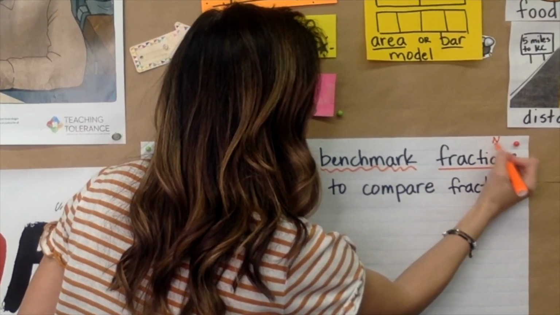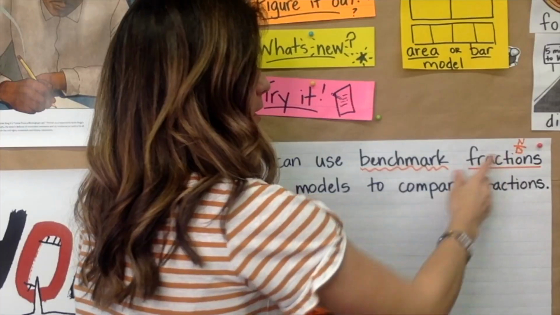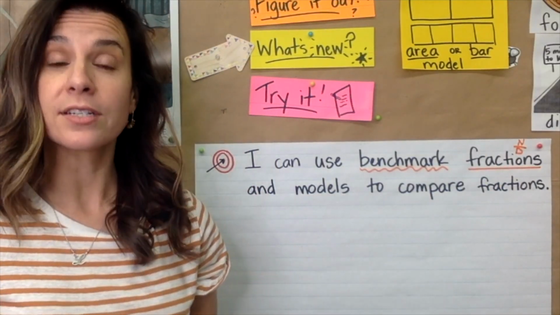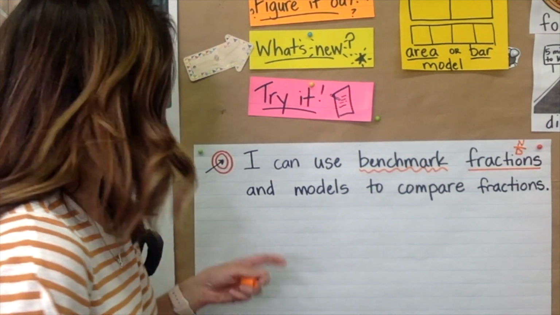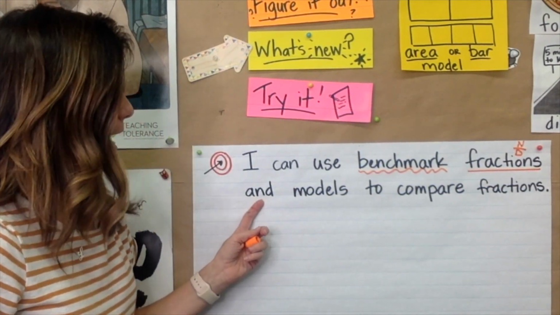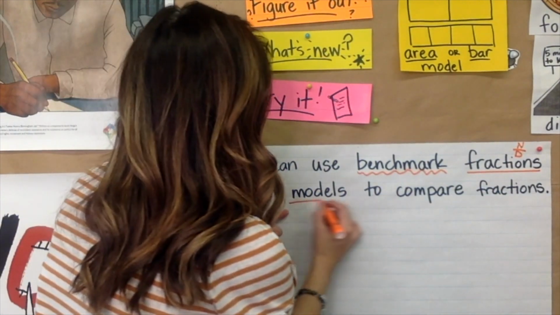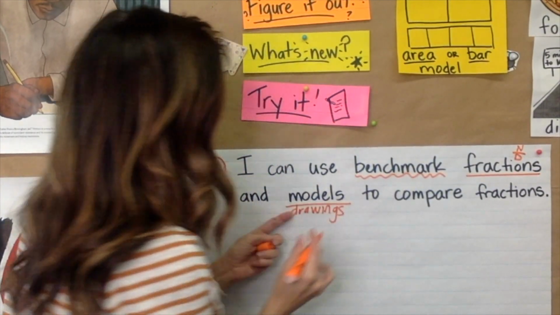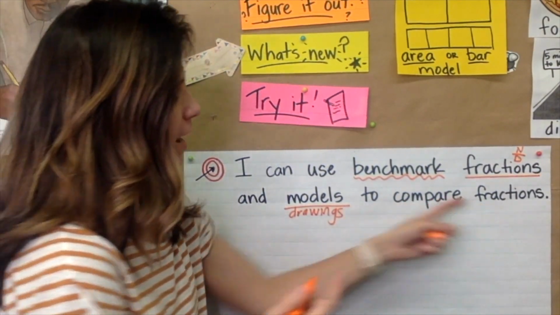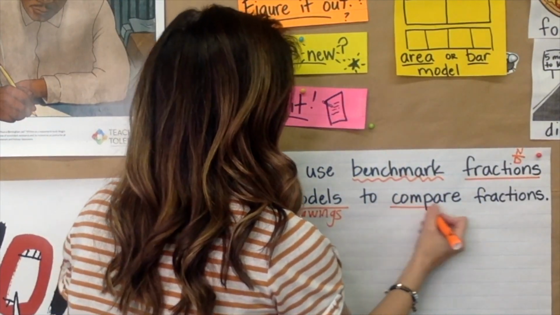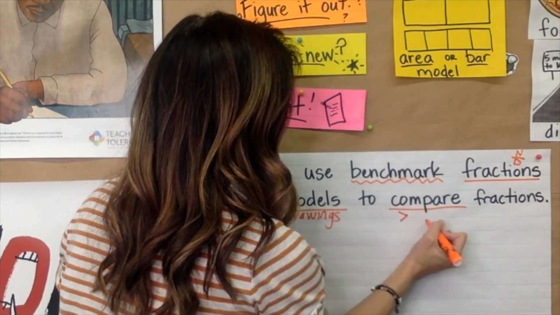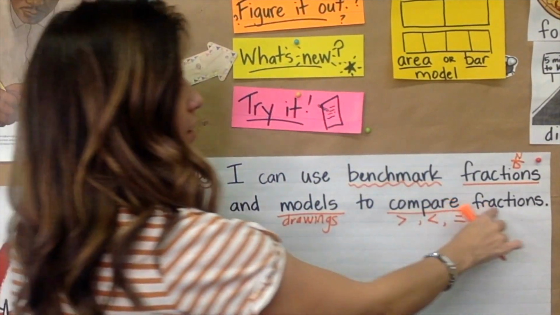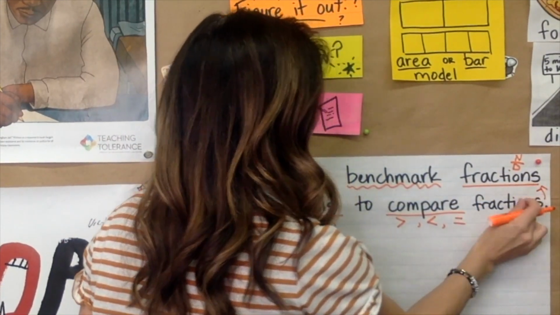Fractions. I know what fractions are. Fractions are a numerator over a denominator. The denominator tells us how many parts make up the whole, and the numerator tells us how many parts we have. And models, so models we know are drawings to help us show our thinking. To compare fractions, well, we know that we can compare with greater than, less than, or equal to. And we already did fractions up here, so I'll draw an arrow.